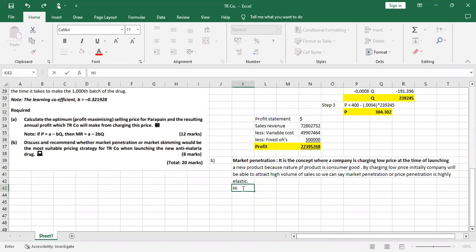Highly elastic means a slight change in price will affect the demand significantly.